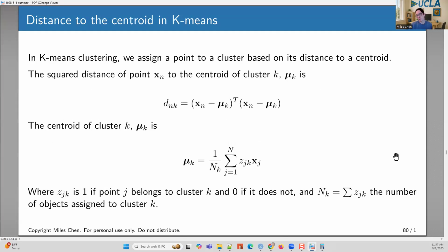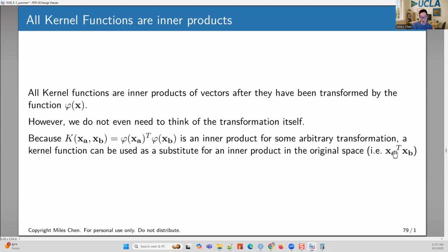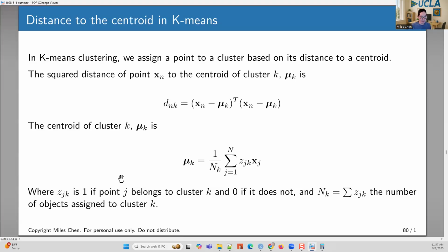So what we're going to try to do is re-express this idea of the distance from each point to the centroid. We're going to try to express it as an inner product, okay? And then if we can express it as an inner product, we can replace these things with the kernel function. And then it would be the distance from each point to the centroid, but in this transformed space.